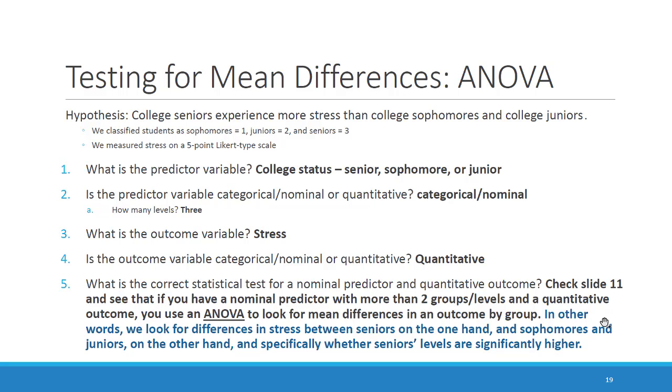What is the outcome variable? That's stress. And stress is a quantitative variable because it's measured on a 5-point Likert type scale. So we now need to determine what is the correct statistical test. And we can look back at slide 11.